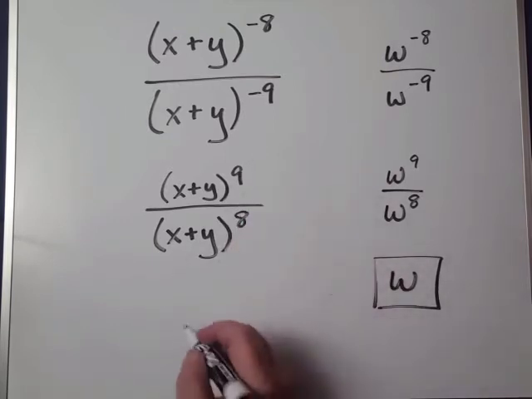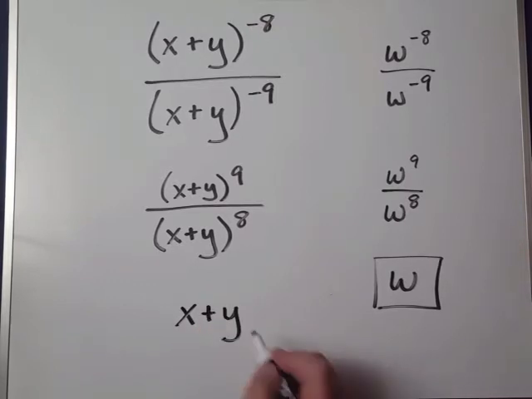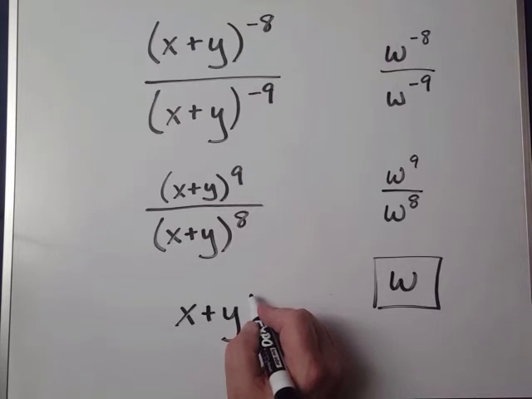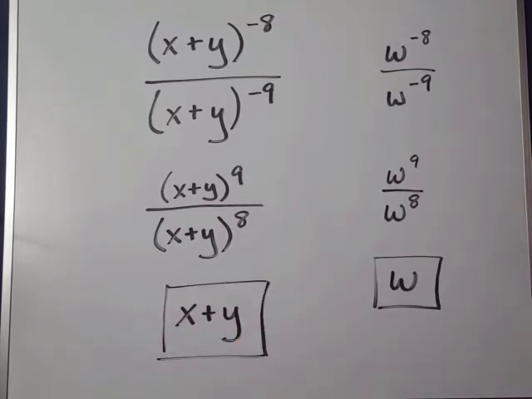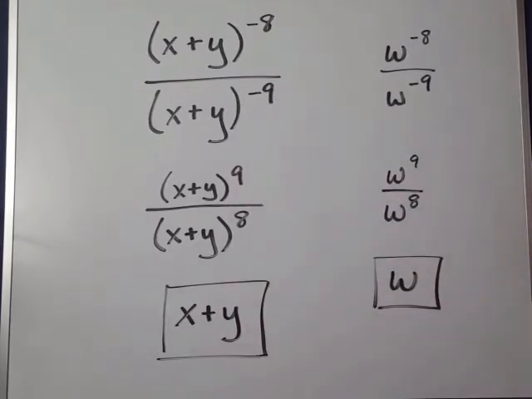If there's 9 in the top, 8 in the bottom, when I'm done canceling, that will leave one factor of x plus y in the top. So it'd be over 1. We don't write over 1. And since it's only to the first power, and we don't write that first power, I don't need the parentheses anymore. It is very important to be able to identify what is the base. And you see that this problem works out exactly like its companion problem here in W.